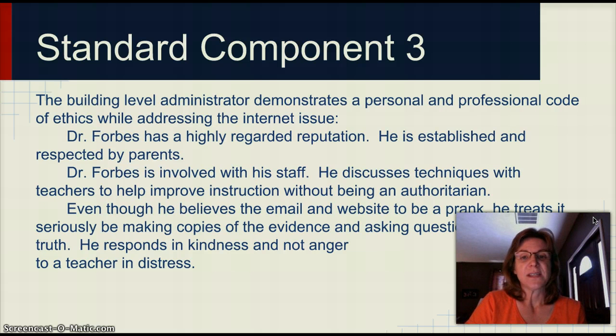Dr. Forbes presented a personal and professional code of ethics. He's already highly regarded. He's established and respected by the parents. He is involved with his staff. He discusses techniques with teachers to help them improve instruction, and he believes the email and website is a prank, but he treats it seriously by making copies of the evidence, asking questions to find the truth, and he doesn't respond in anger, but in kindness.